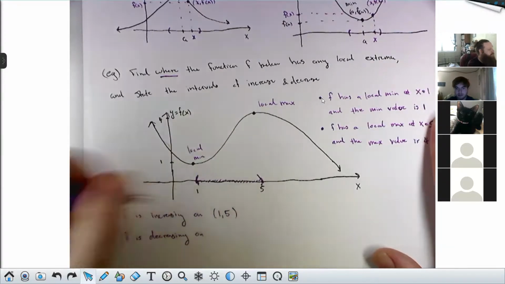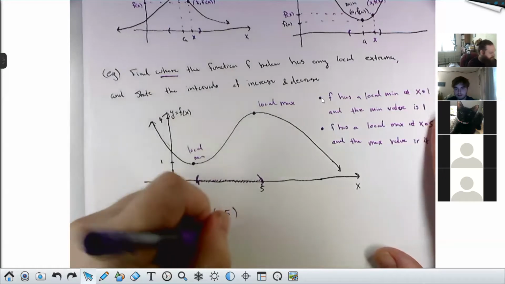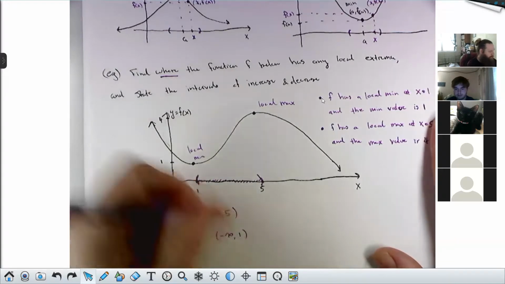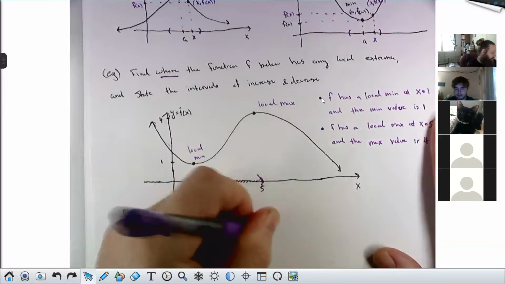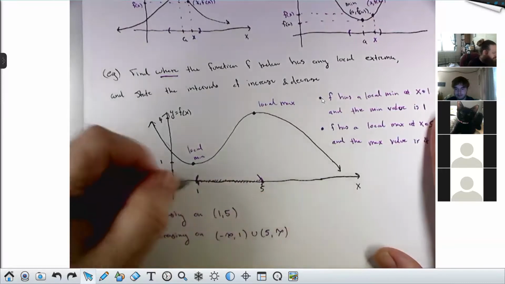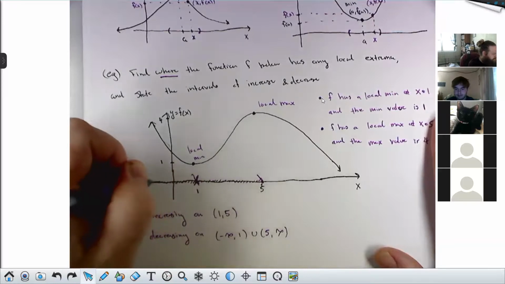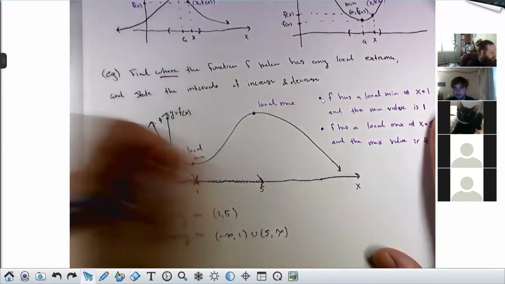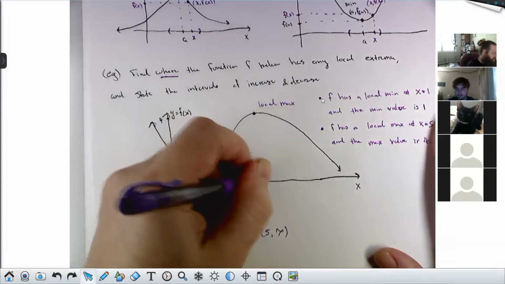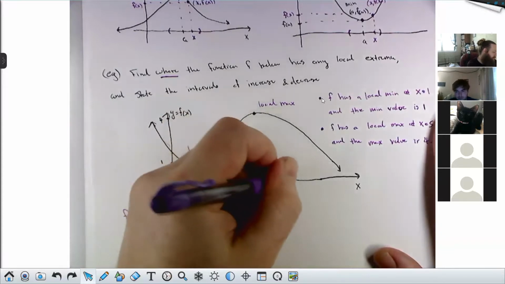Negative infinity to 1 united with 5 to infinity. Perfect. Everywhere to the left of 1, which is negative infinity to 1, union with everywhere to the right of 5, 5 to infinity.